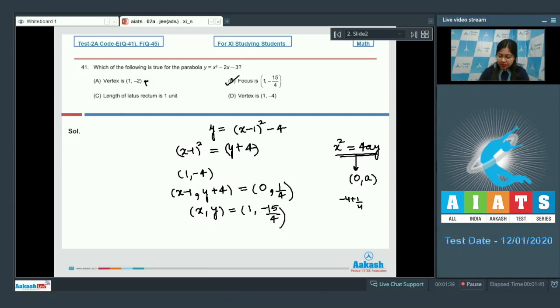Length of latus rectum. Length of latus rectum here is 4a. So here it is 1. So this is correct. Vertex is 1 comma minus 4. This is also correct. So answer is B, C and D.